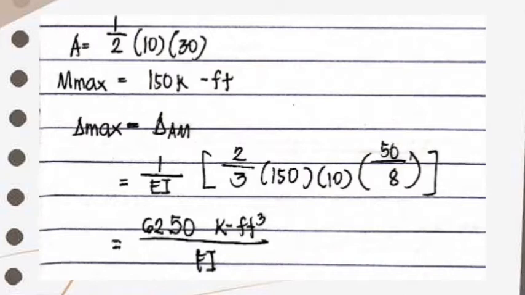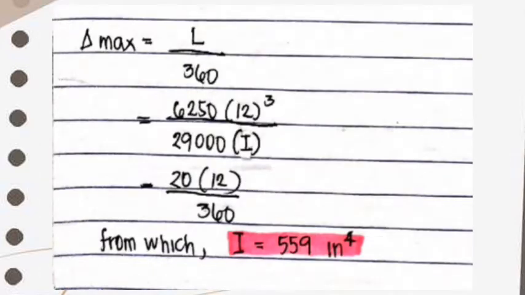So our delta max is equal to AM over EI, 2 over 3 times 150 times 10 times 5/8 times 10. So the result of this is 6,250 K-ft cubed over EI. So our delta max is equal to L over 360. So 6,250, the L is times 12 cubed over 29,000 I, equal to 20 times 12 over 360, from which I is equal to 559 inch to the 4.